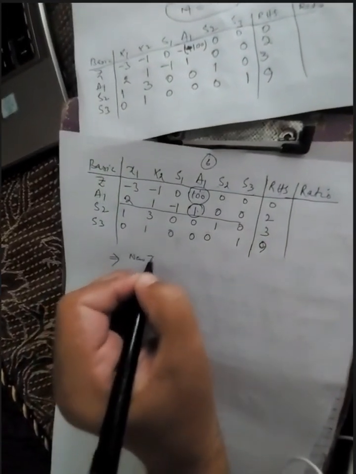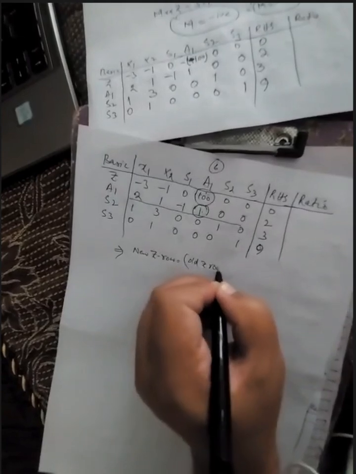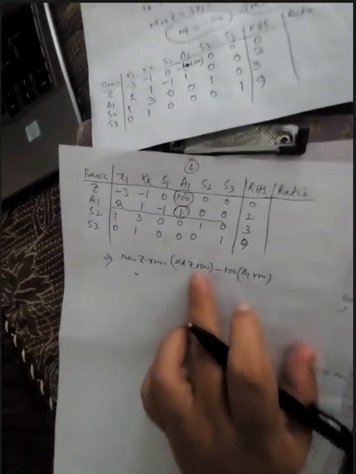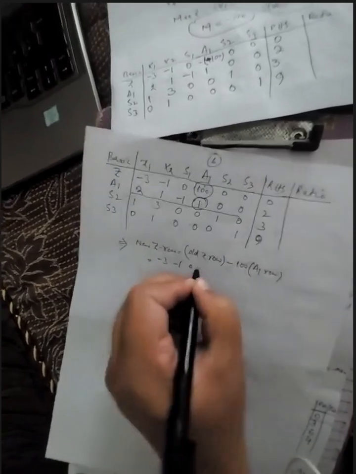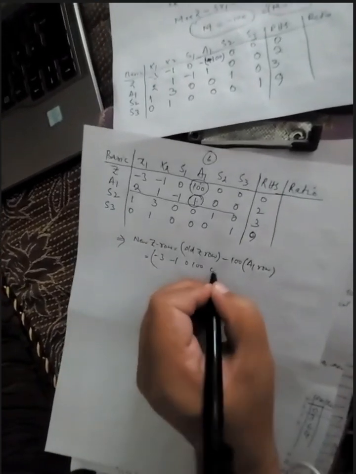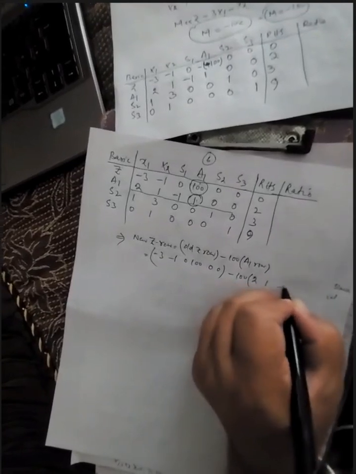So we need to make this 100 a 0 first, and then move towards the next process. So we find the new Z row, which is equal to old Z row minus 100 into A1 row. This is the row operation that we need over here. Now old Z row is -3, -1, 0, 100, 0, and 0, minus 100 into A1 row, which is 2, 1, -1, 1, 0, 0, and 2.